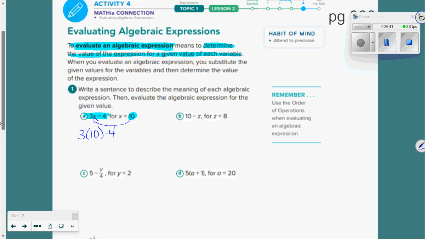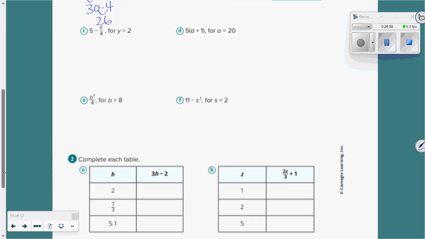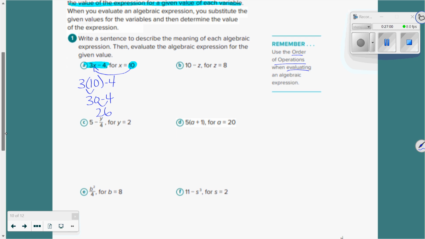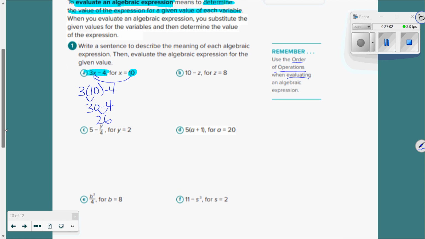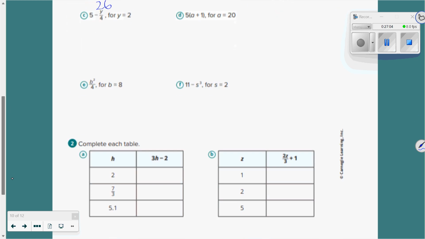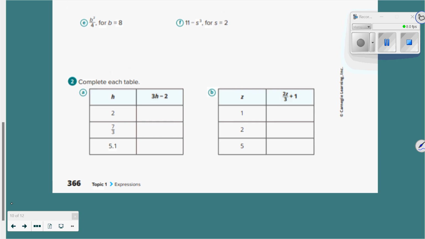You still have to follow your order of operations, meaning I need to multiply before I subtract. That would be then 30 minus 4. And then I actually do that subtraction, and that gives me 26. Okay? So you are still using the order of operations to evaluate algebraic expressions. If you want some extra practice, those problems are on the homework, or you can get a little extra practice here. It's on page 366 in your book.